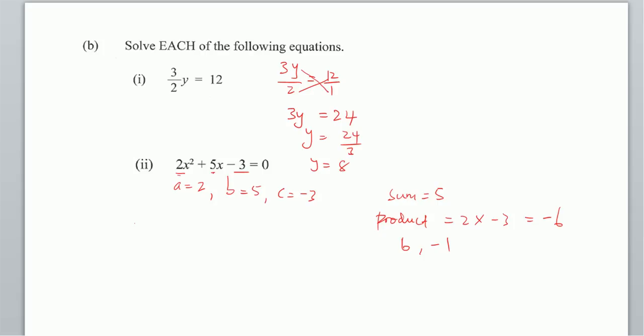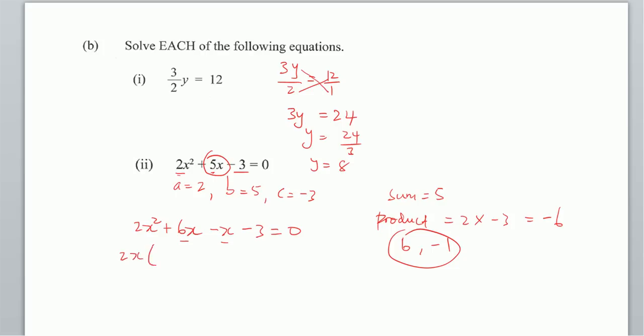So what we need to do here now is 2x squared. I'm going to replace the middle term, which is plus 5x, with plus 6x minus x minus 3 is equal to 0. Right? I got the 6x and the minus x by using these two numbers here. So we factorize this by grouping.